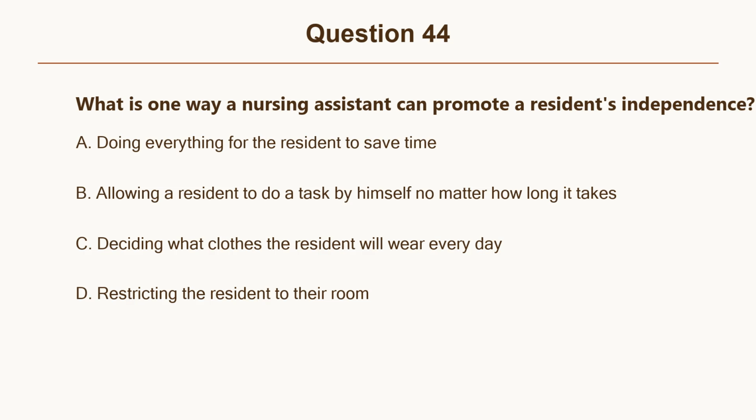Question 44. What is one way a nursing assistant can promote a resident's independence? Option A. Doing everything for the resident to save time. Option B. Allowing a resident to do a task by himself no matter how long it takes. Option C. Deciding what clothes the resident will wear every day. Option D. Restricting the resident to their room. The correct answer is option B. Allowing a resident to do a task by himself no matter how long it takes.